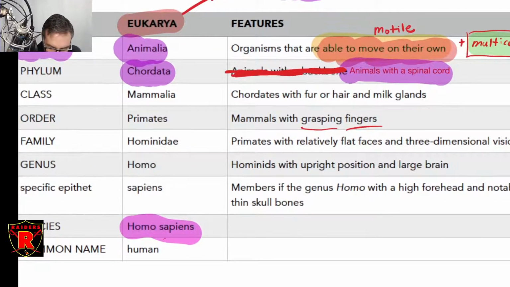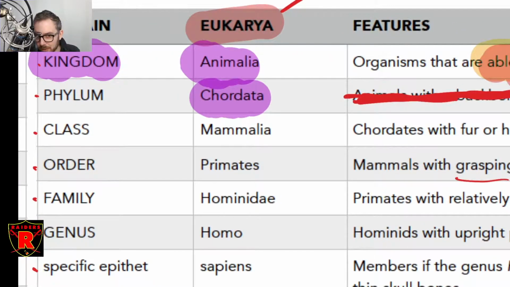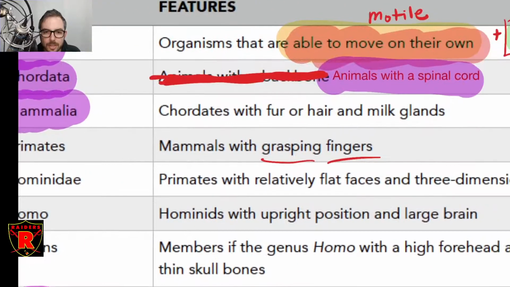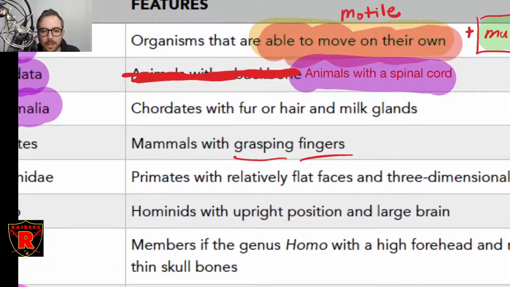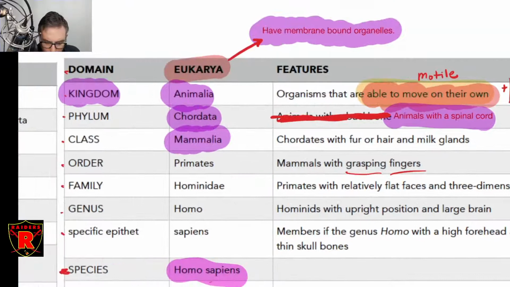So of the chordates, we have a spinal cord. Again, this is us that we're classifying. We belong to a specific class of chordate called Mammalia. And you probably already have an idea of what a mammal is. They are chordates that have fur or hair and milk glands. That's what makes something a mammal. So there are lots of mammals that also fit into our same class.